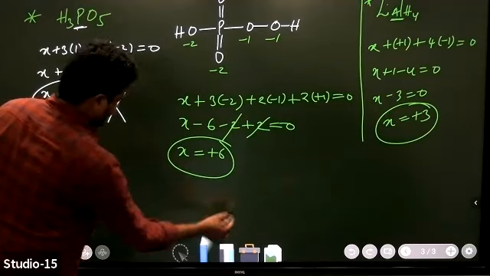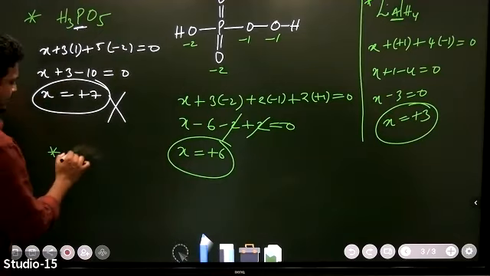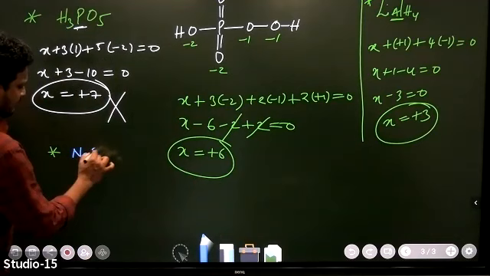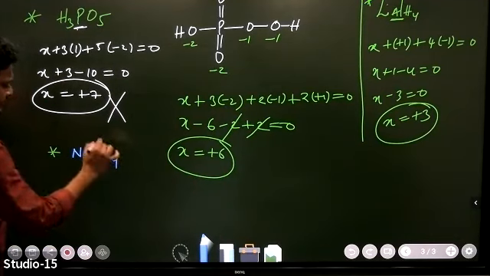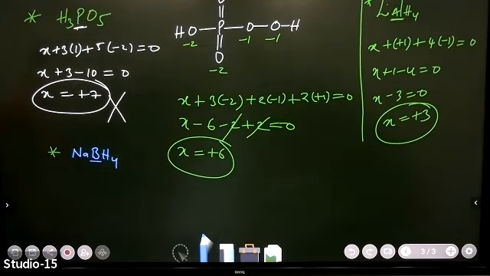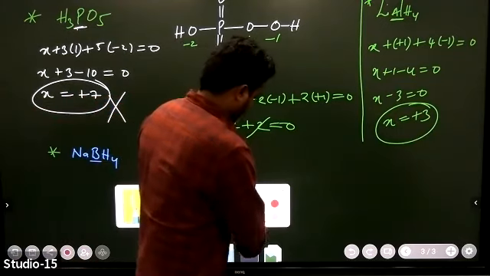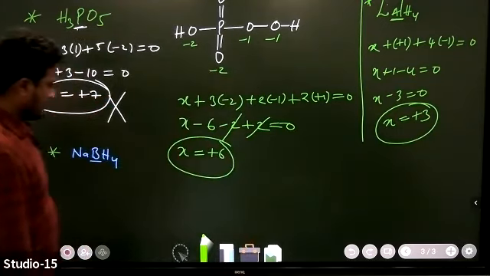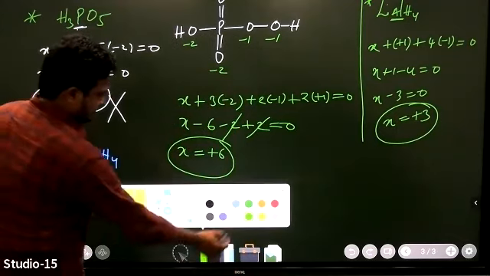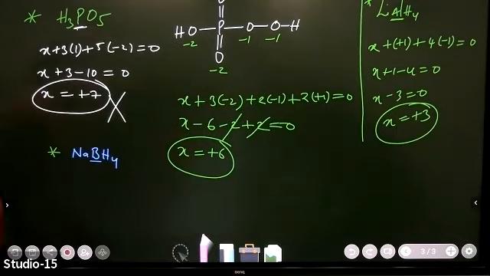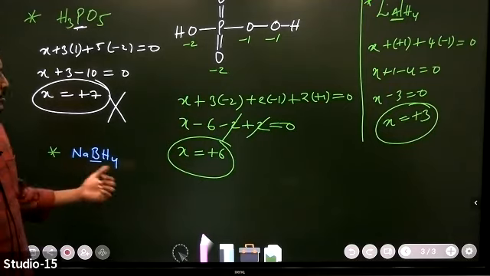Next exceptional case, that is sodium borohydride, NaBH4. Calculate the oxidation state of boron in sodium borohydride. Sodium borohydride. Calculate the oxidation state of boron in sodium borohydride.